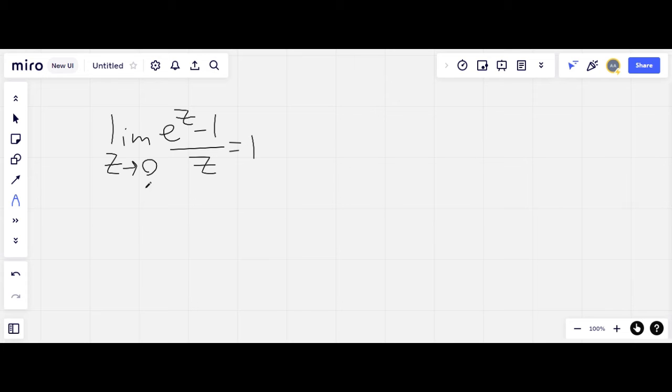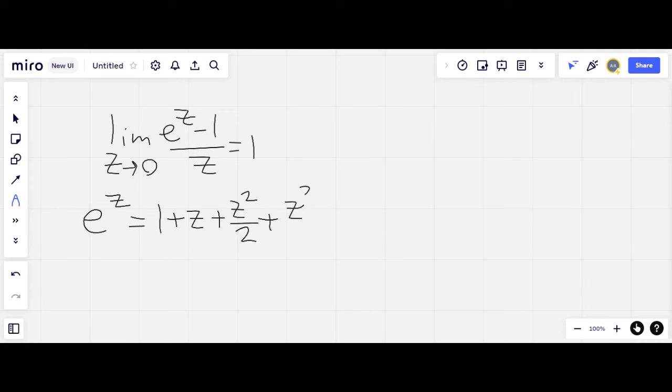The main problem being basically that the top of this fraction and the bottom of this fraction are both going to 0 as z is going to 0. So in the complex numbers, there's a nice way to deal with this. The first thing that we want to do is we want to write e^z like this. This is a familiar way of writing e^x or e^z.